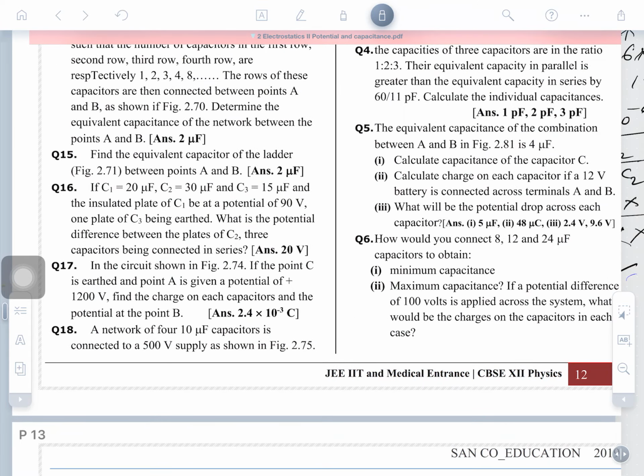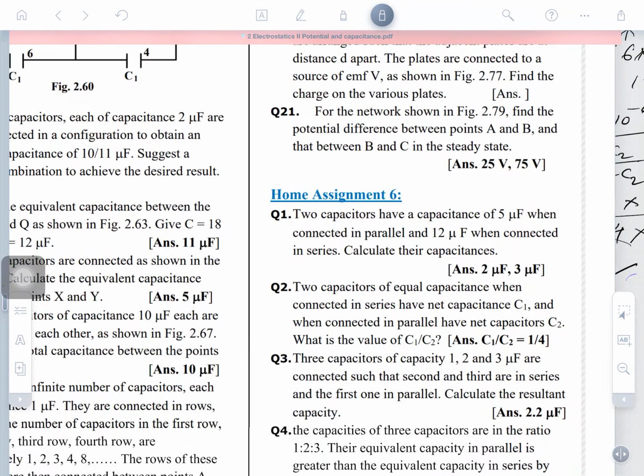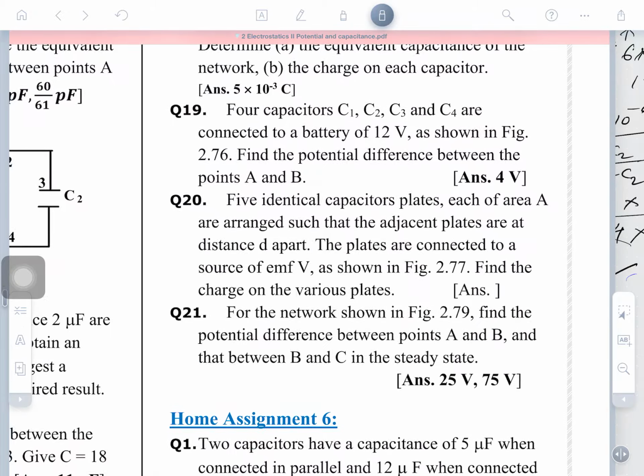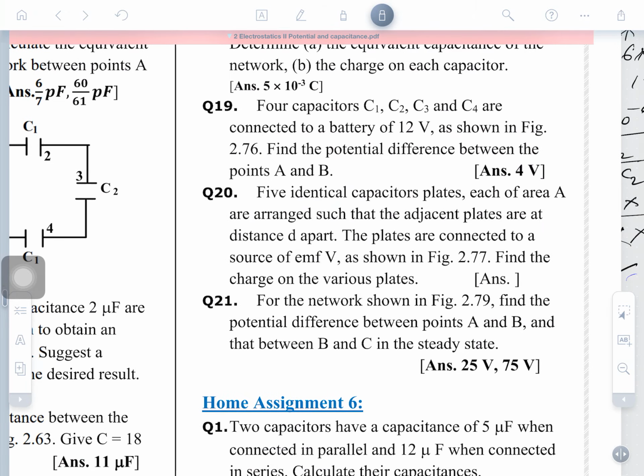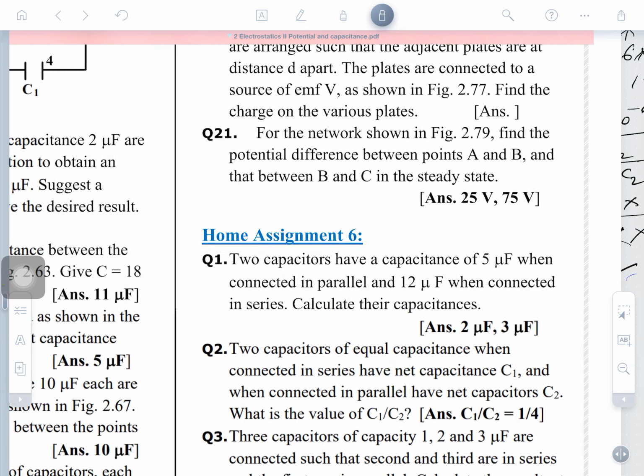Some difficult questions we are just solving here. Okay, here also you may see, in some questionnaire, students have asked me questions here. For capacitors C1, C2 and C2 connected to a 12 volt battery, this question also we have solved.